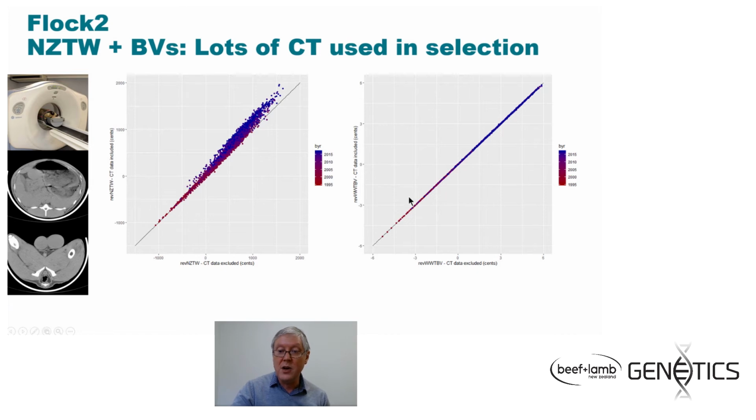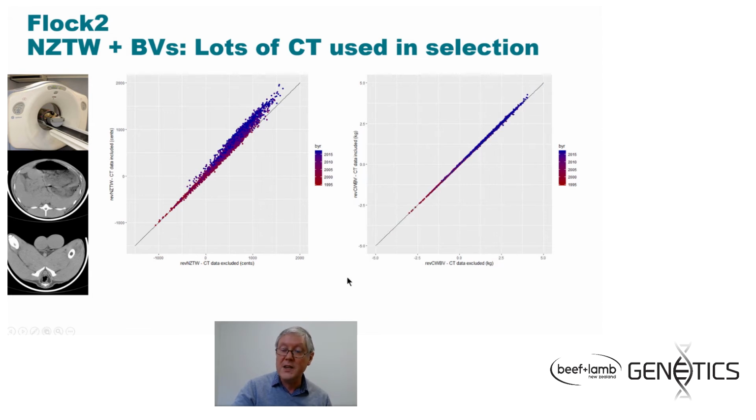You can see we've got our red animals down here, so the older animals have lower breeding values for weaning weight, and our newer animals have higher, but CT is not really having any impact on the weaning weight breeding value, and we'd expect that. You know, the weaning weight breeding value, all animals are measured for it, and so we're getting the response that we would expect there.